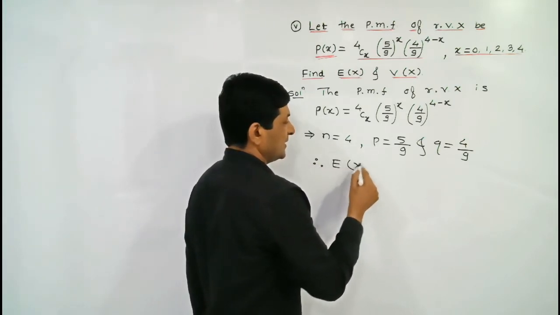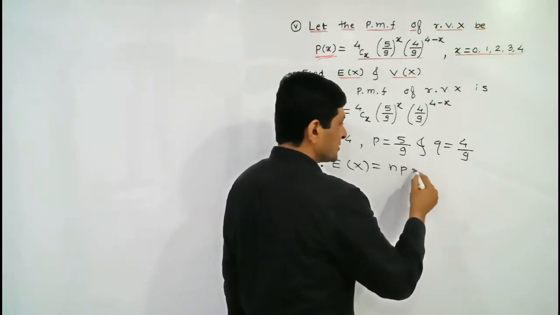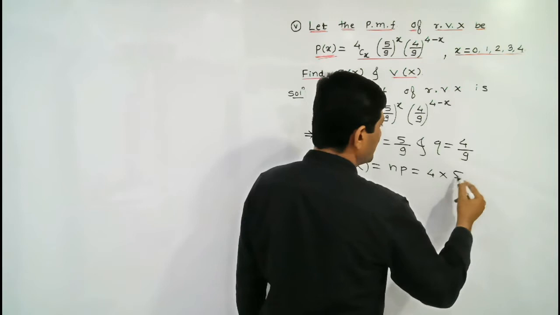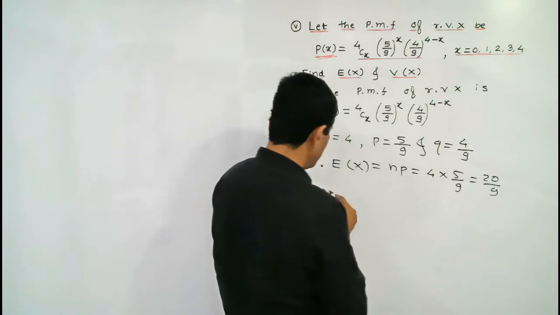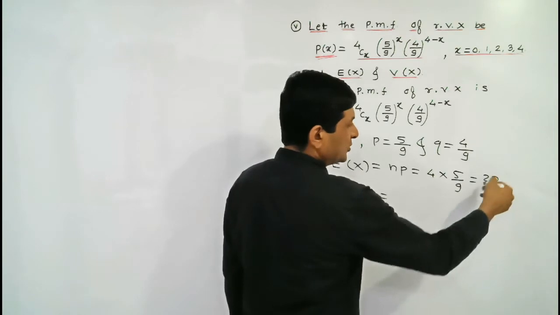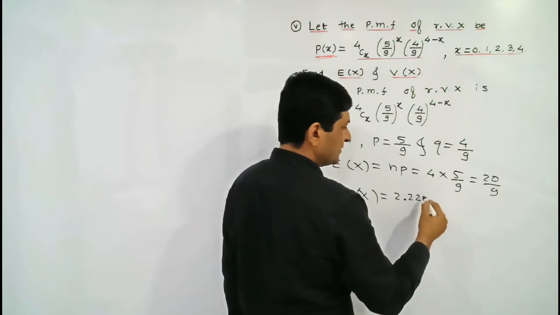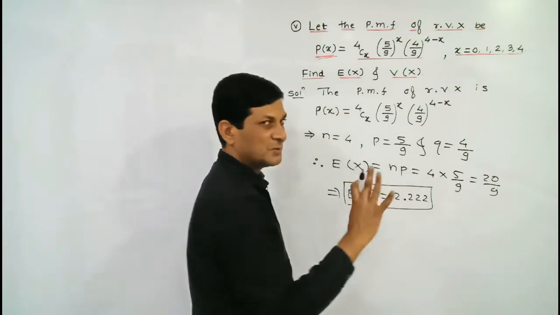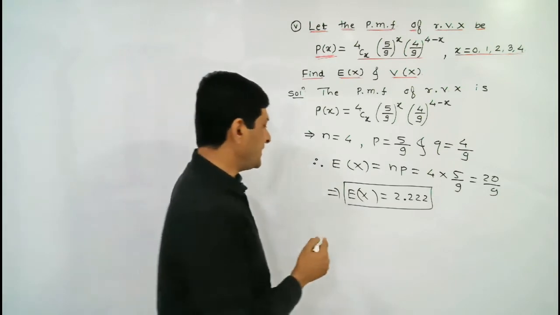E of x: what is the formula of E of x? E of x is equal to np. Replace n by its value 4 and p by its value 5 upon 9. 5 4s are 20, so 20 upon 9. Dividing 20 by 9, 9 2s are 18, the remaining term is 2. Taking the decimal, we get E of x equal to 2.2222, continuing this way in the division of 20 and 9.